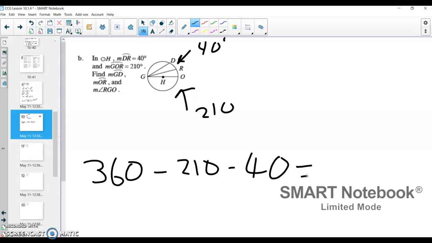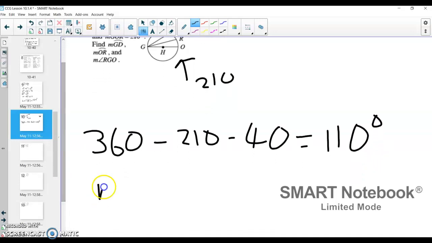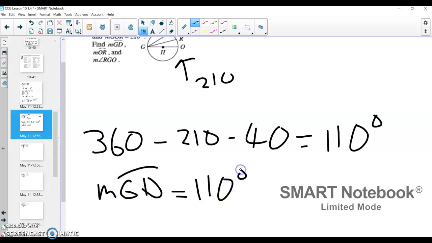And what we get here, I'm again going to use my calculator just so I don't screw up. 360 minus 210 minus 40 gives me 110 degrees, which is my answer for the measure of GD. So I'm going to write it like they do. Measure of GD equals 110 degrees.